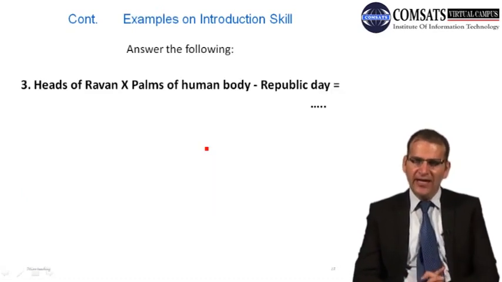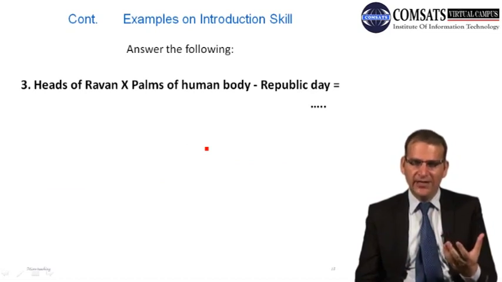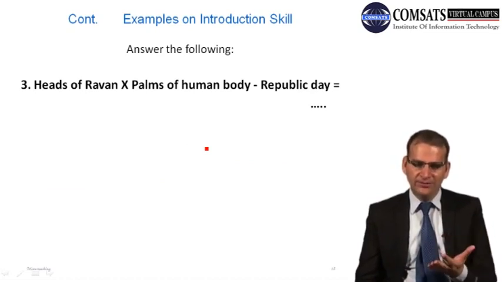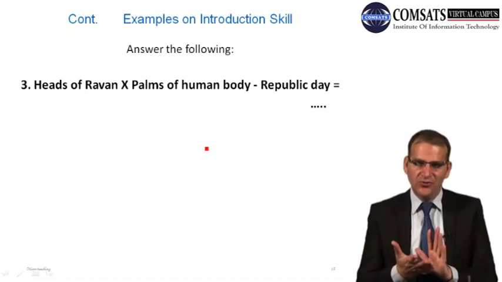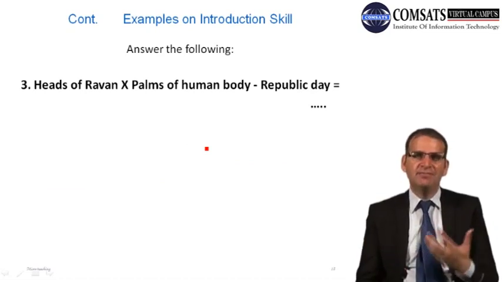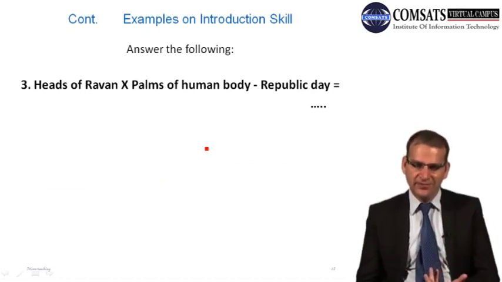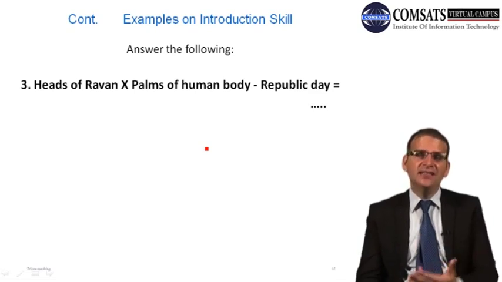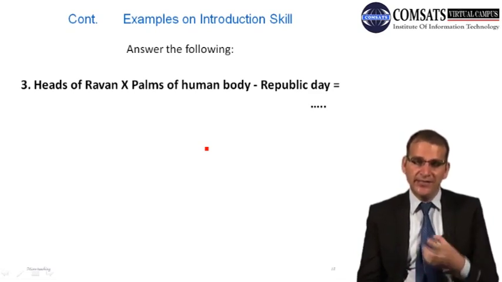A third example: heads of raven. There are 7 heads in fact. You will read about ravens. Plus palms of human body. How many palms? 1, 2. Minus Republic Day. Again an answer. So these are the examples of what, my dear students?